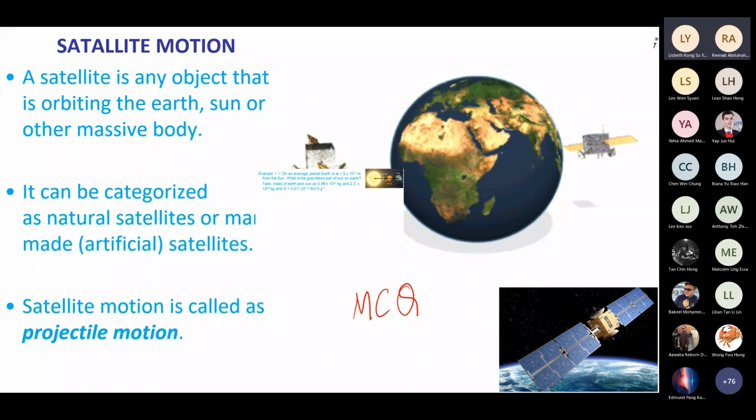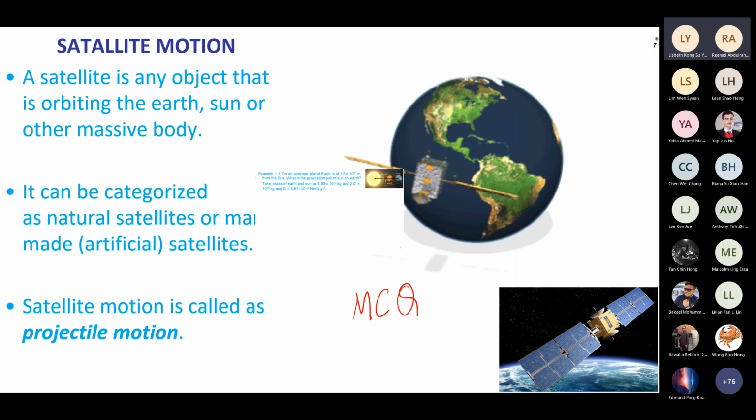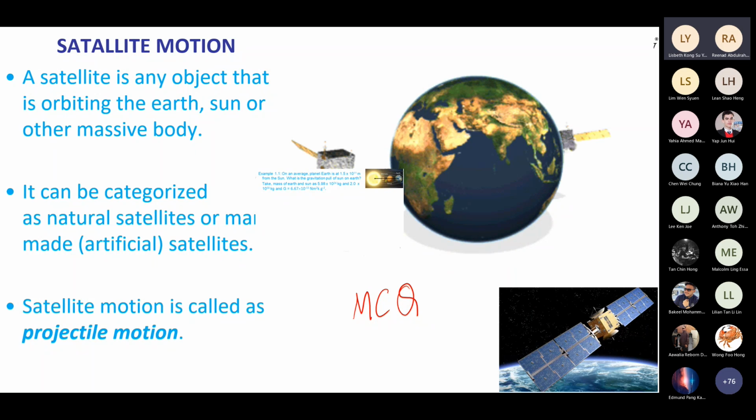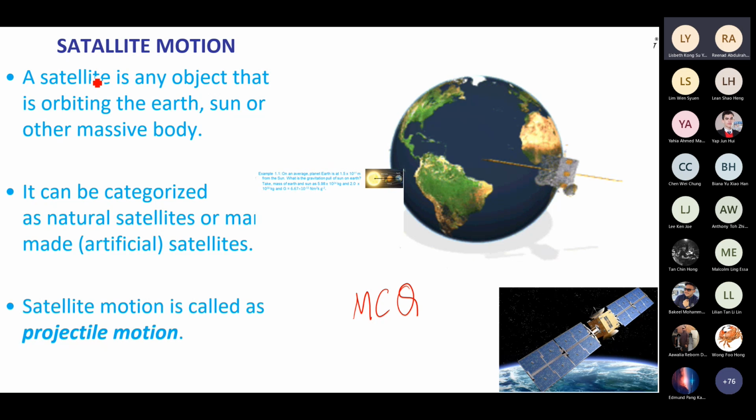If you don't have any option now, you can later put in the chat box how many questions you want for the MCQ. We will finally decide it. I just ask your opinion. Then it can be categorized. Number 1, satellite.